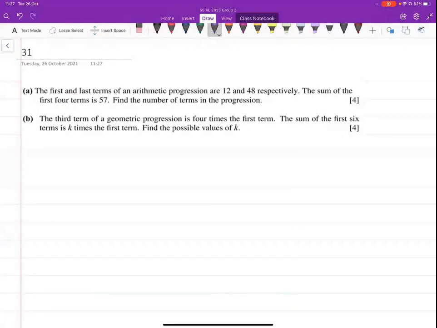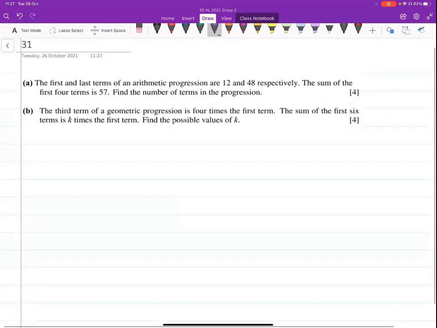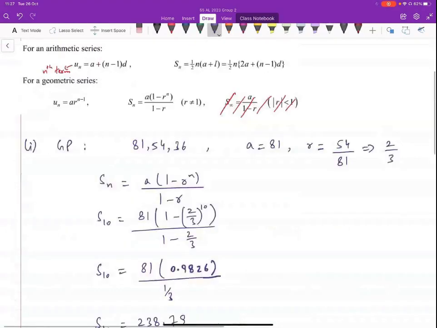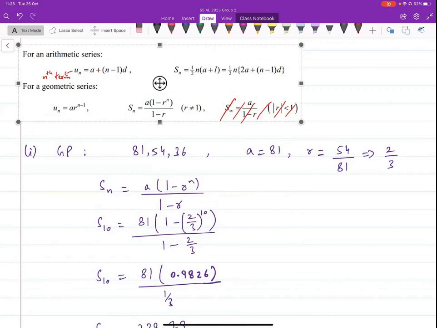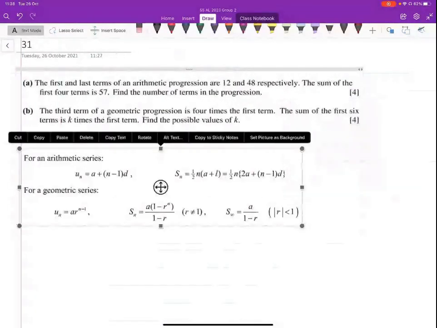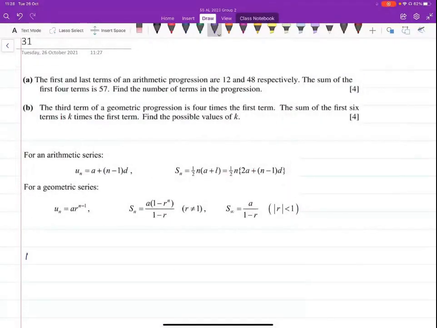Okay, so the first and last terms of an arithmetic progression are 12 and 48 respectively. Let's write them down. अच्छा, इससे पहले हम क्या करेंगे? We will copy our formulas here so that we have them in front. Okay, so part A. The first and last terms of an arithmetic progression are 12 and 48.